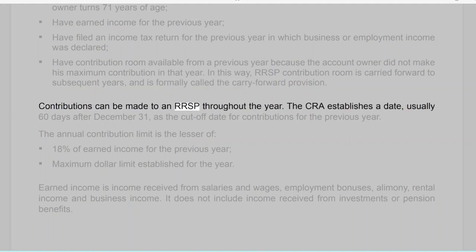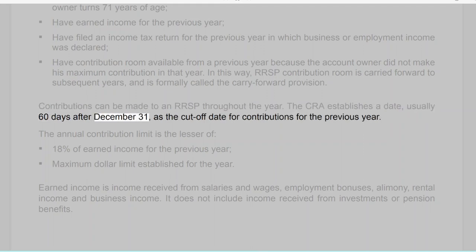Contributions can be made to an RRSP throughout the year. The CRA establishes a date, usually 60 days after December 31st, as the cutoff date for contributions for the previous year. The annual contribution limit is the lesser of: 18% of earned income for the previous year, and the maximum dollar limit established for the year.